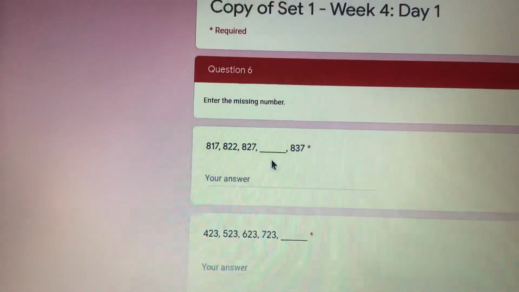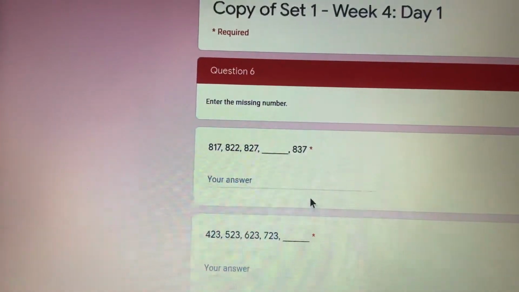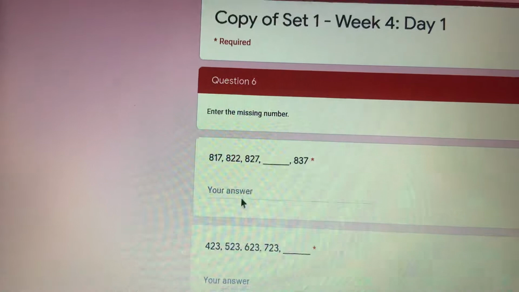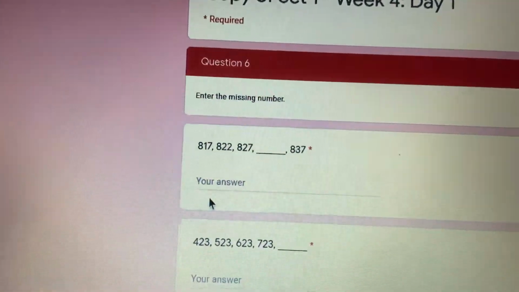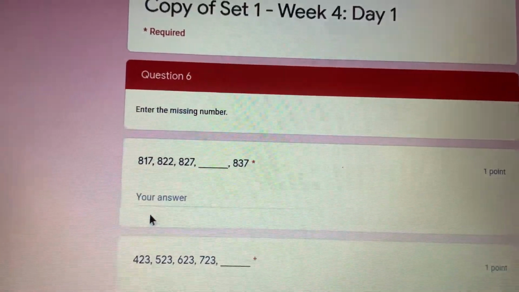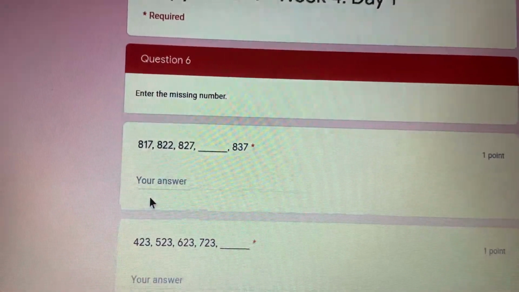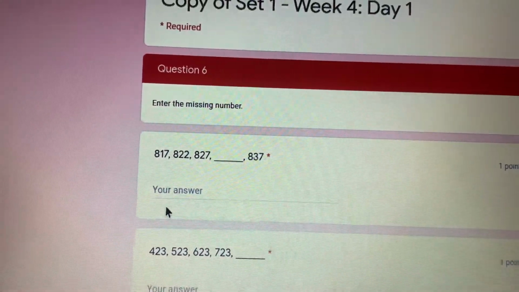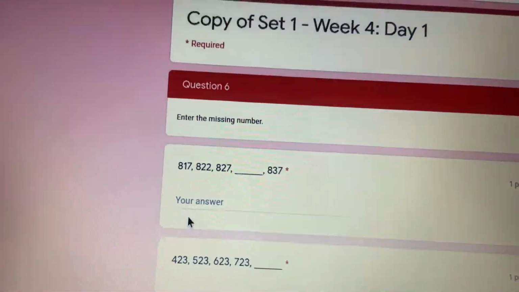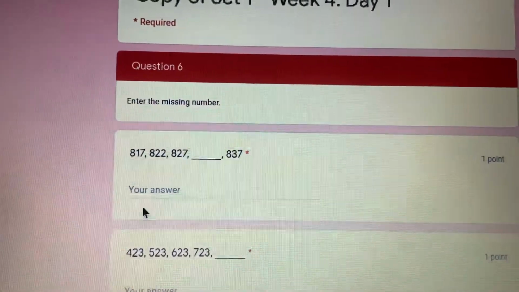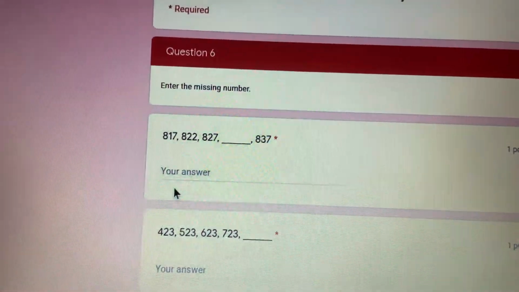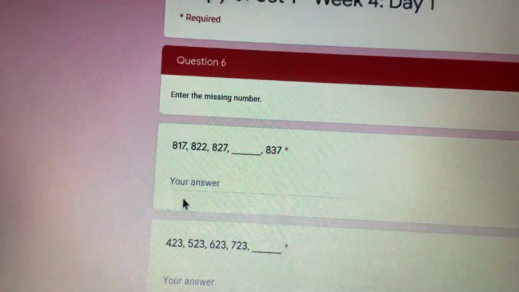Now the next part are patterns. We have to look at the numbers and see what is the pattern. 817, 822, 827. What would come next? So I'm going to look at 817, and I'm going to count up to 822. 818, 819, 820, 821, 822. That's 5 more. So I'm going to check the next one.